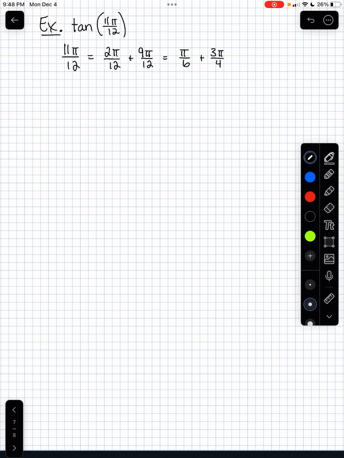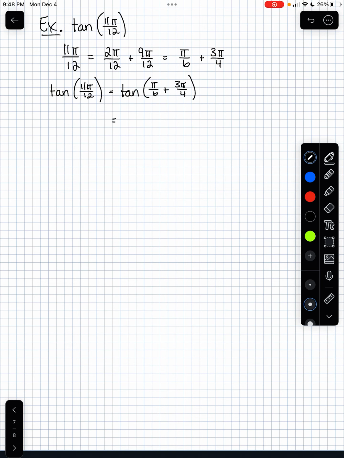So again, we might need to go something a little bit larger than what we just saw in the first quadrant. But again, as long as it can be written as something over 12, it certainly should simplify down to one of our common angles. So therefore, the tangent of 11 pi over 12 is equal to the tangent of pi over 6 plus 3 pi over 4.